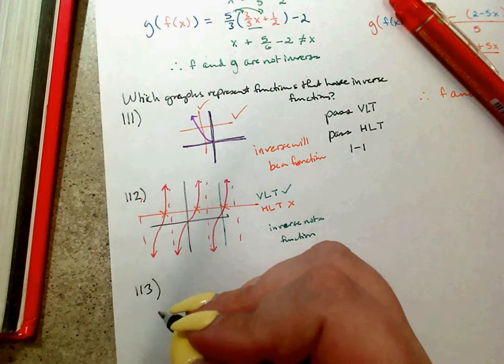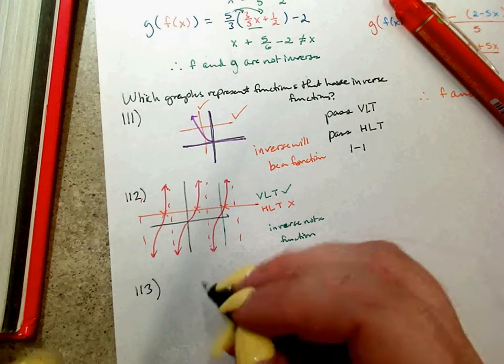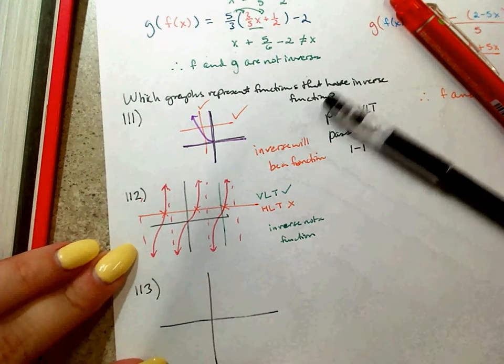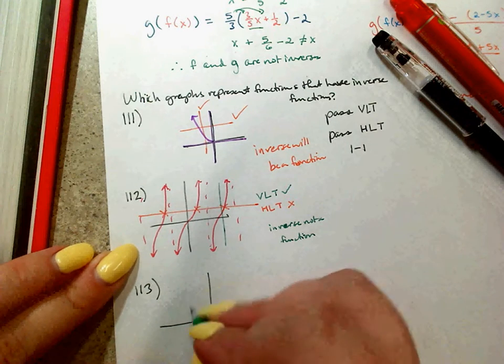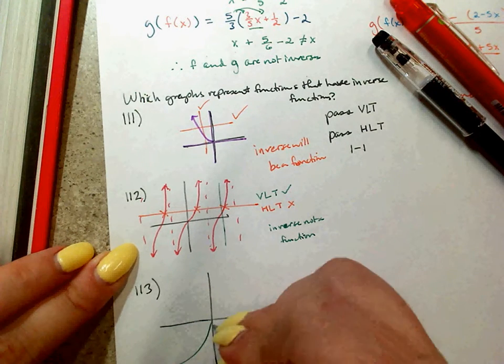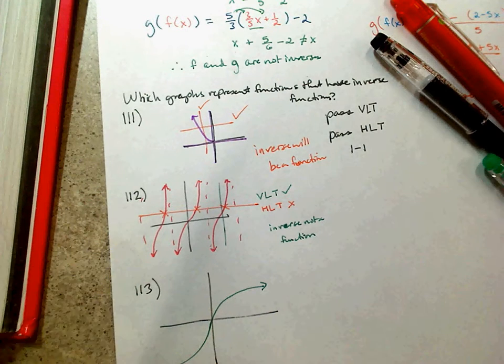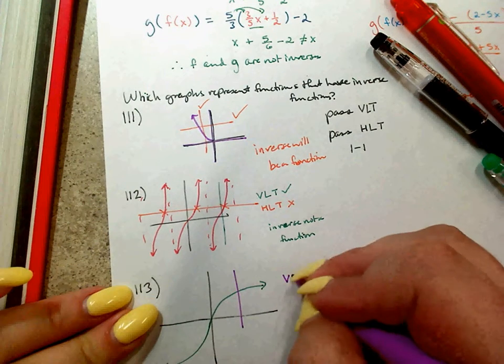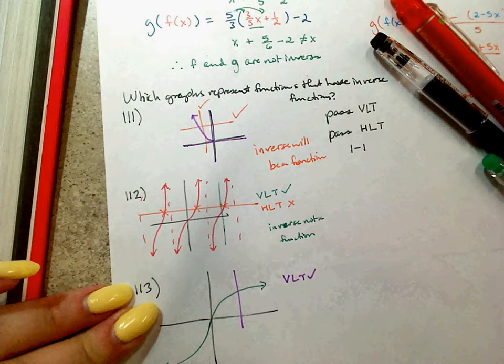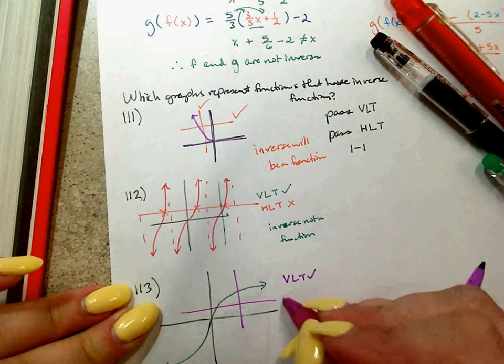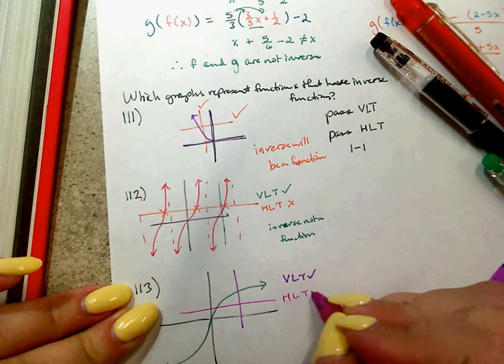So 113. 113 looks kind of like a cube root, actually. So it's something like this and like that. So it does pass the vertical line test. And it also passes the horizontal line test, which means the inverse will be a function.